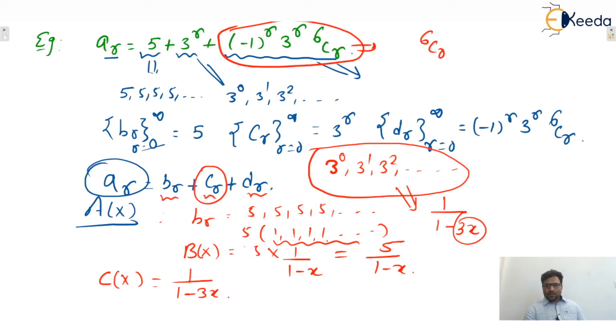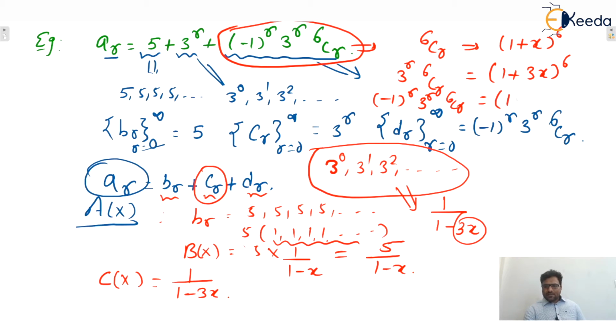And the last one, what will be the generating function for this one? For 6CR, the generating function will be 1 plus x raised to power 6. If this sequence is multiplied with 3 raised to power r, that means x is multiplied with 3 in the corresponding generating function. If it is multiplied with minus 1 raised to power r, then x is multiplied with minus 1. So this becomes this one. I hope this one is clear to everyone. So 6CR becomes 1 plus x raised to power 6.